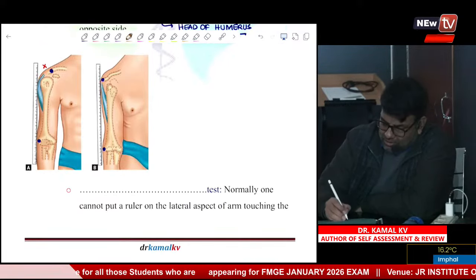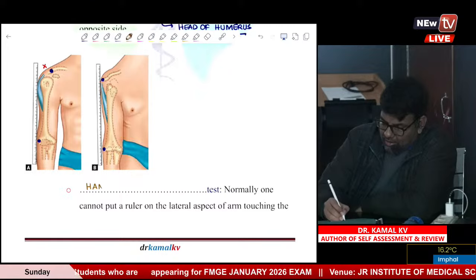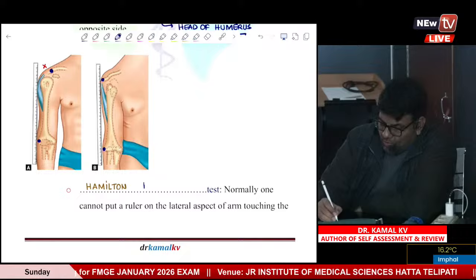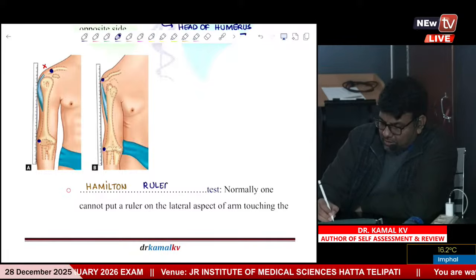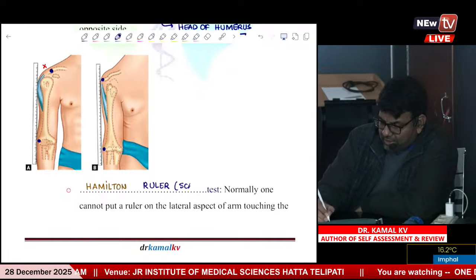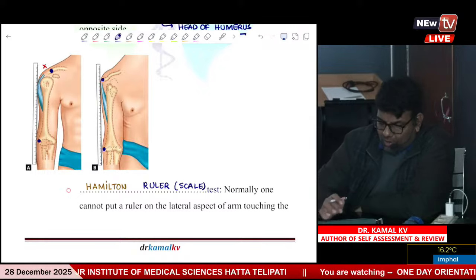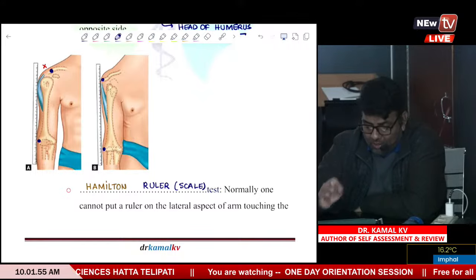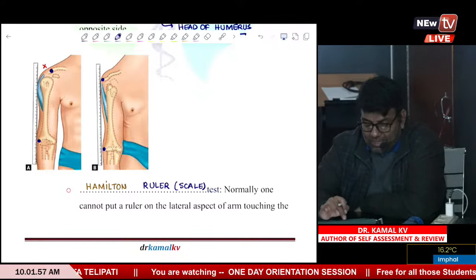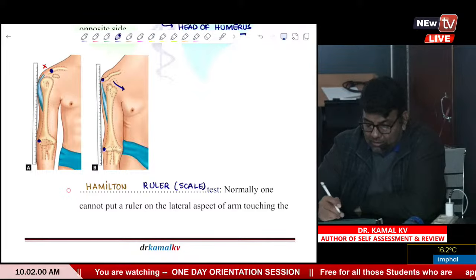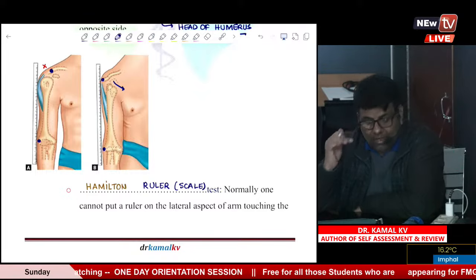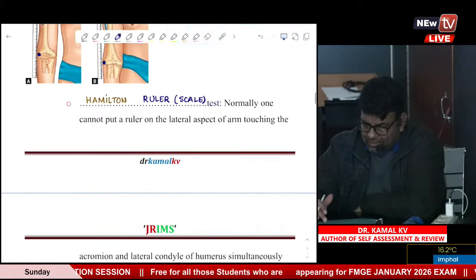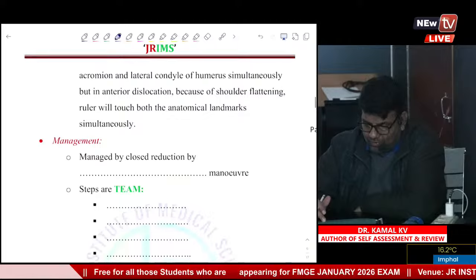So this test is known as the Hamilton ruler test. Normally we cannot touch both the landmarks if the shoulder joint is normal. In cases of shoulder joint dislocation, the two landmarks can be touched simultaneously. These are just theoretical tests one should not do because it is extremely painful.